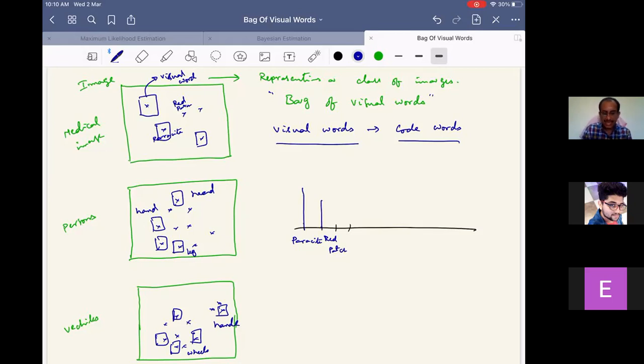Now we can see in a given image how much of this count is there. Usually, if this is a medical image, what will happen? The count of the number of patches, red patches and blue patches. White blood cells are shown in blue color because of the stain. So blue patches will be much more. So this implies that this is a medical image.